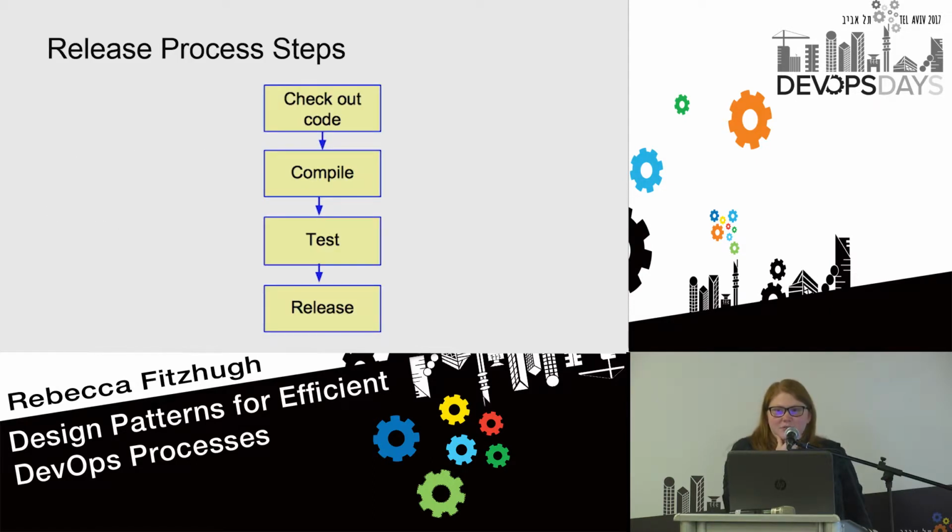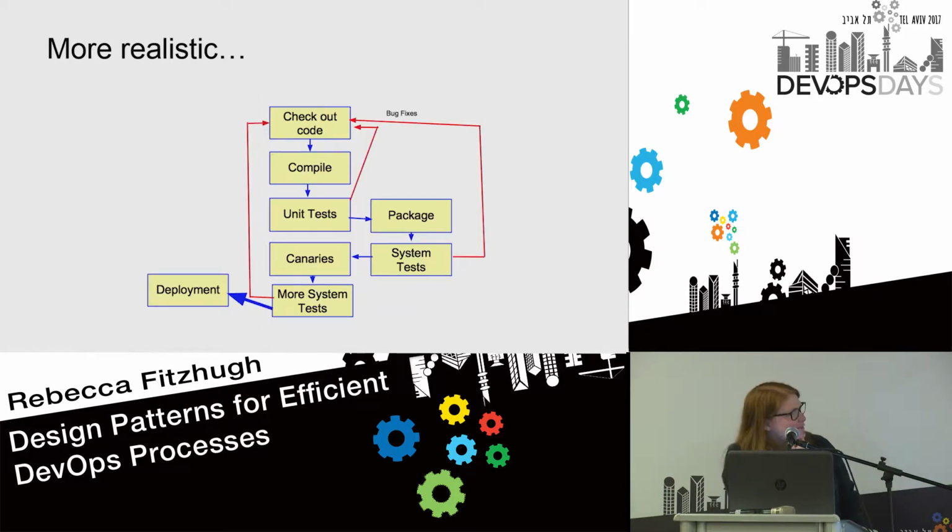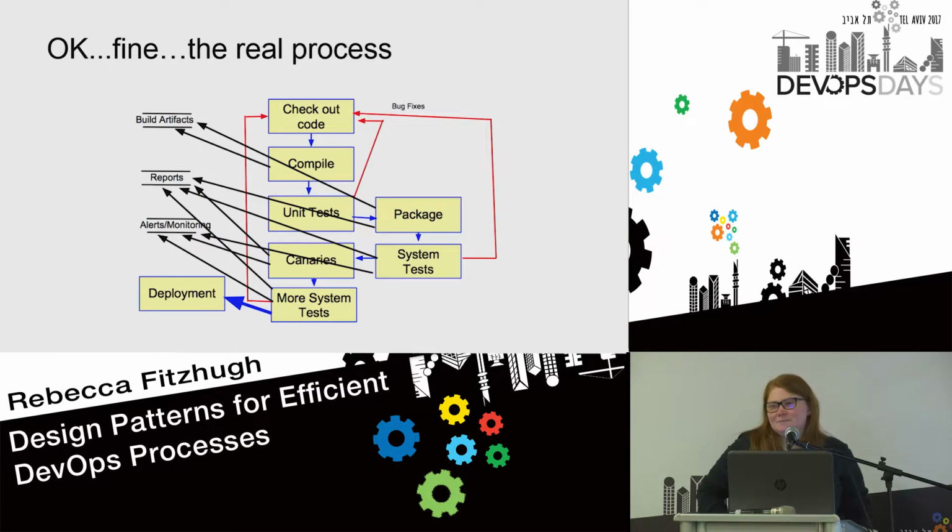So this is the process, right? Can we all agree that this is the process? Very simplified. Check out code, compile, test, release. That sounds right. Yeah? Is it realistic? I like it. Nope. Okay. What about this? Is that a little bit more realistic? Closer. All right, fine. Does that look a little bit better? All right. So we have a process in place.